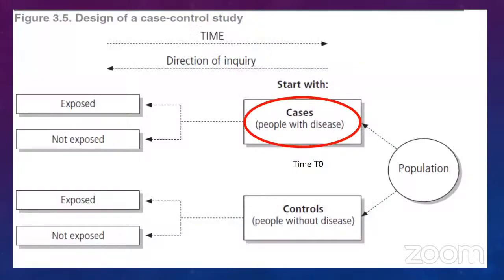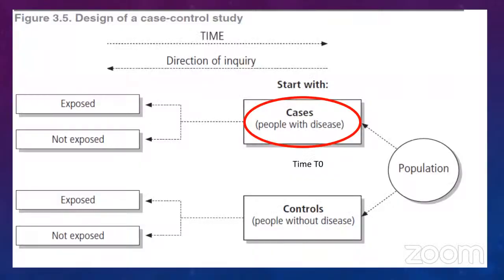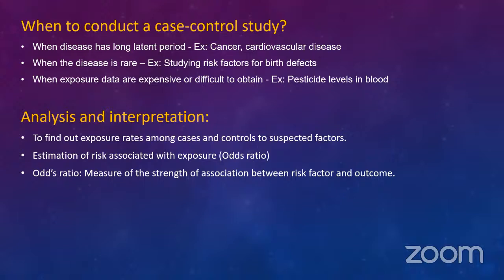So when do we conduct a case control study? When the disease has a long latent period, for example cancers or cardiovascular disease, or when the disease is rare, for example studying risk factors for birth defects, or when the exposure data are difficult to obtain, like pesticide levels. Whatever the reason, at time T0 the disease is already present in the population. Then we go back and look at the exposure. It is used to find the exposure rate in cases and controls for the suspected factors. And from this, we get the odds ratio. The odds ratio is a measure of the strength of association between the risk factor and the outcome.